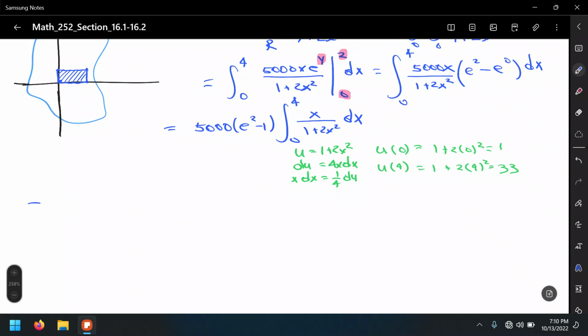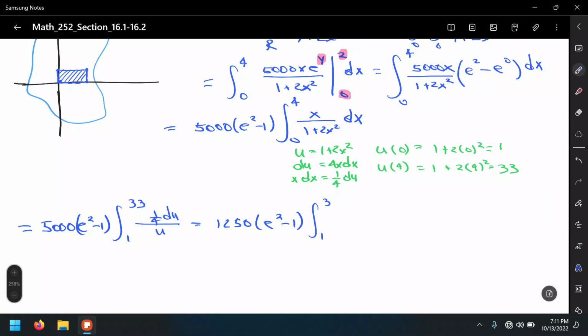I'm going to continue here, so I don't think I have enough space. So that's 5,000(e squared minus 1). That's the integral from 1 to 33 of, what's this? So it's going to be 1/4 du over u. Okay, so let's do some simplification. So number one, let's take this 1/4 outside of the integral, which actually reduces to 1250. And we may go about the integration.